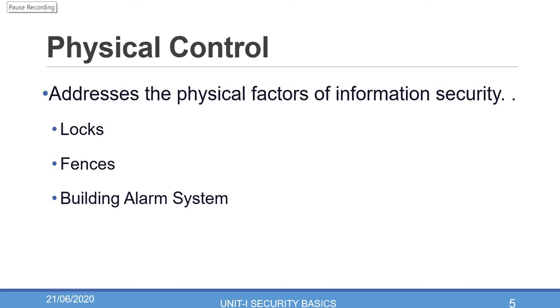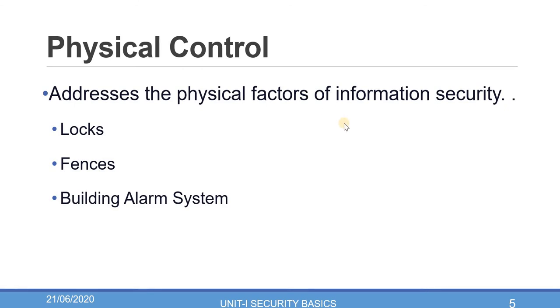When you are going out, how do you protect your house? By applying locks, or you may set up a security system like an alarm system. If some unknown person comes outside, then it raises the alarm, or you can see the person before opening the door. So these are some physical controls.